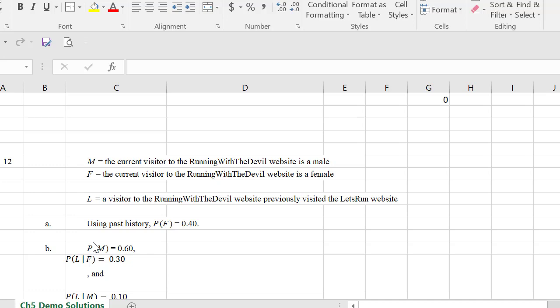So part A says, what's the probability that the current visitor to the website is female? And so we just look at that data that we just read, and so the probability of female is 40%.